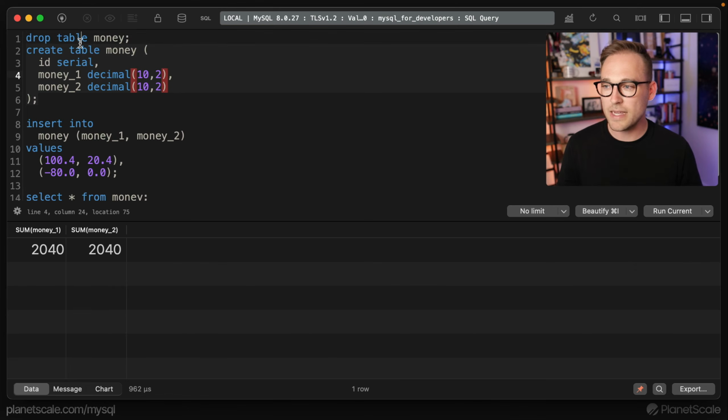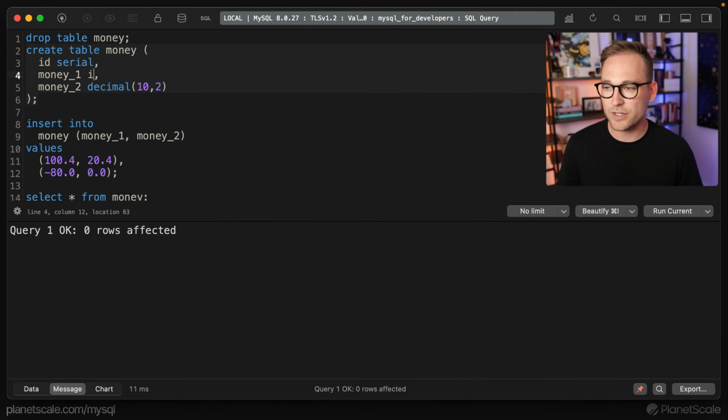But what you could do is, instead of storing a fractional currency, so let's say you're storing US dollars, instead of storing the dollars and the cents, you would multiply it by 100 so that you're storing the cents only. Let's drop this table and we're going to recreate it with integers. There are a whole bunch of different types of integers and they all vary based on the range of data that they can store. For this example, integer is just fine.